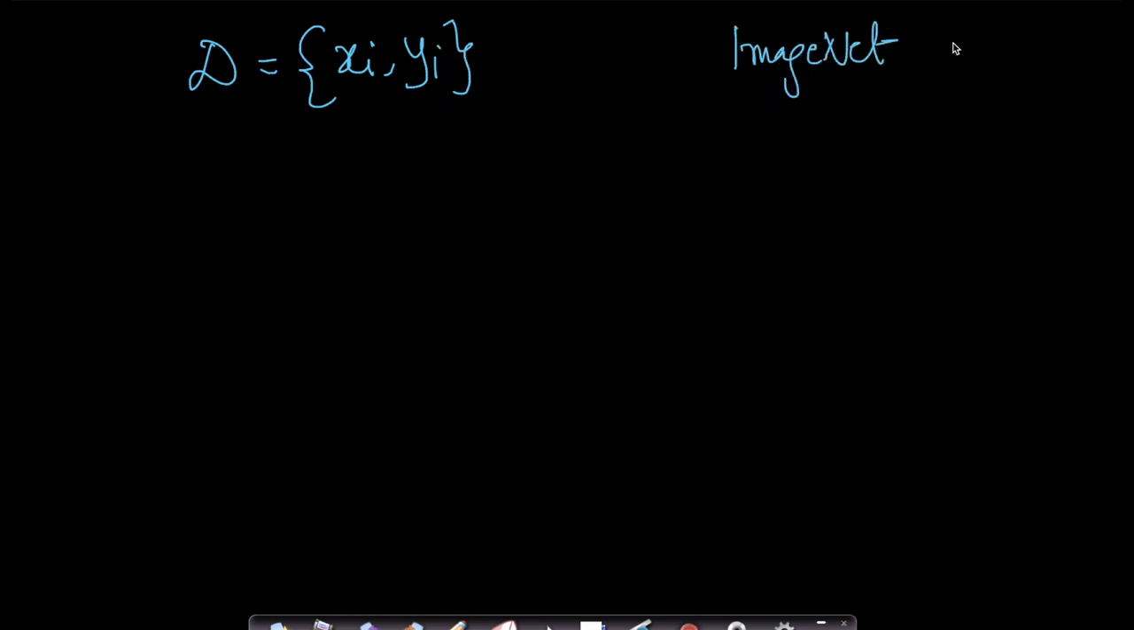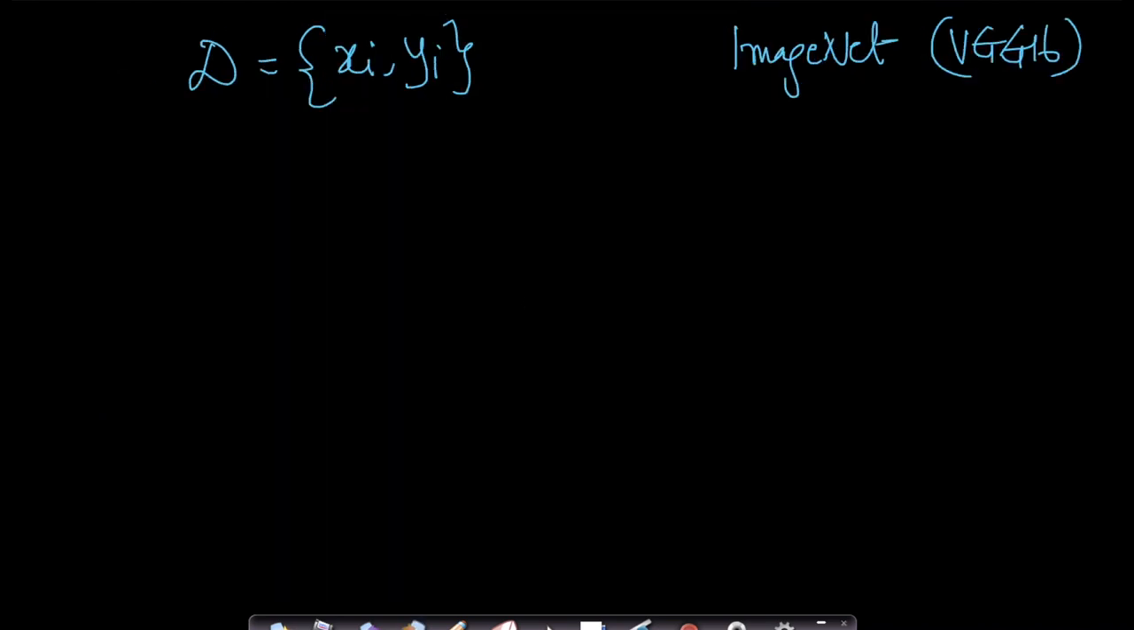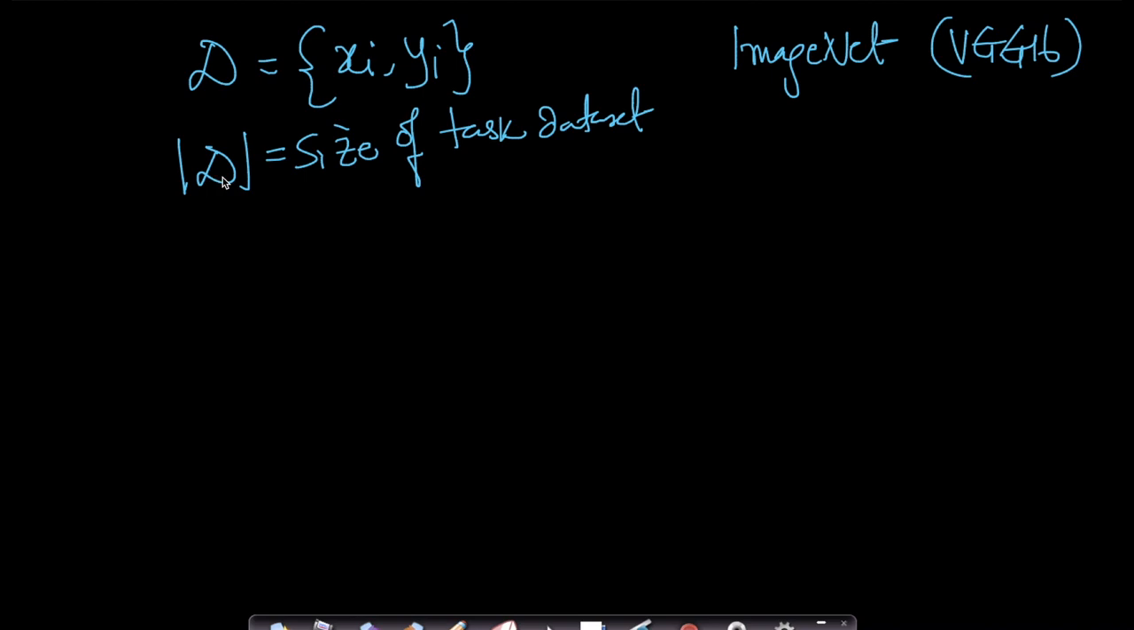So it depends a lot on two things. You have a new data set D, right? You have your data set for your task, and you have the original data set, which is the ImageNet data set on which the model, let's say VGG16, was trained. Which option should you take, case 1, case 2, case 3, case 4, depends on the size of D. This is basically the size of your task data set, and how different is your data set to the ImageNet data set?